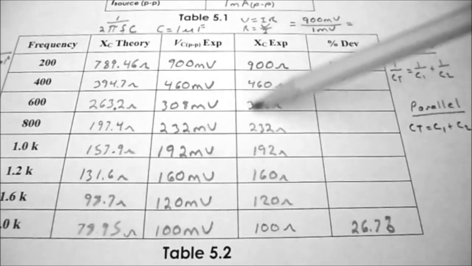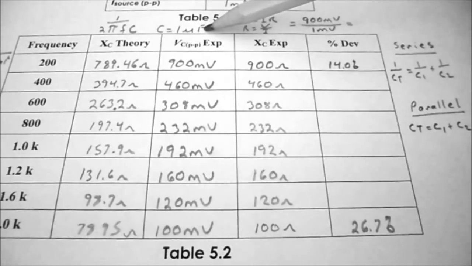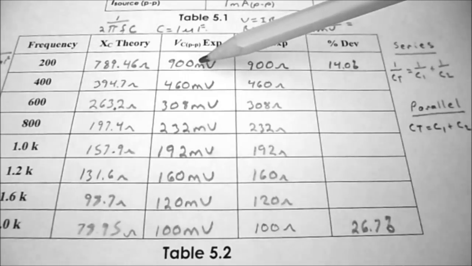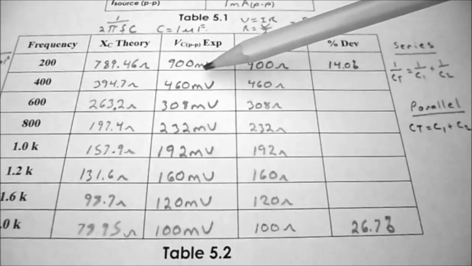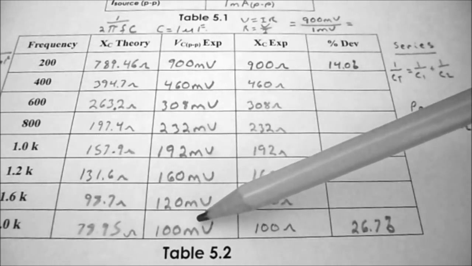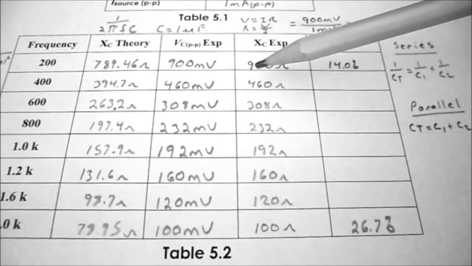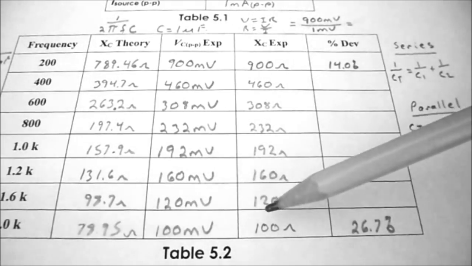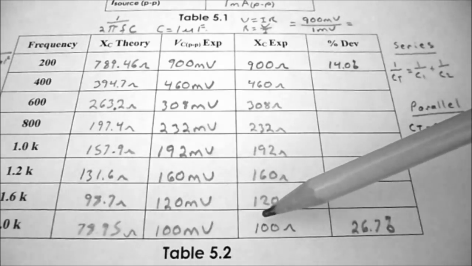These are my results for table 5.2, and this was with the capacitor equal to 1 microfarad. I've taken all my voltage readings across the capacitor, and as I increased my frequency, you can see the voltage drop across the capacitor decreased. So this was the trend I was looking for. As the frequency increased, XC decreased. So that was the trend I was looking for.